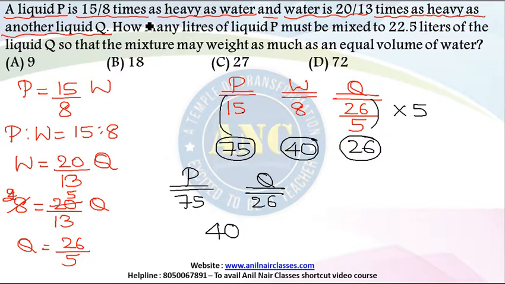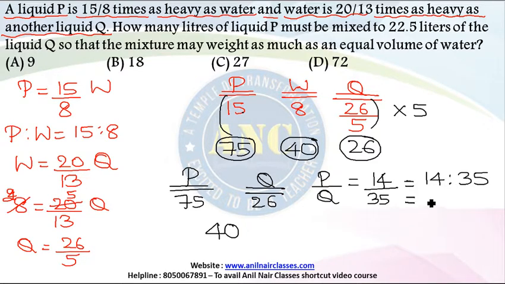Now, what is the question? First of all, let us find P by Q ratio. Then we will read the question. 26 minus 40 is minus 14. 40 minus 75 is minus 35. So it is minus by minus plus. It is 14 is to 35. Yes, I can further simplify, right sir? 7 into 2 and 7 into 5. Right, it is 2 is to 5. The meaning of 2 is to 5 is, if P is contributing 2 rupees, then Q will contribute 5 rupees.